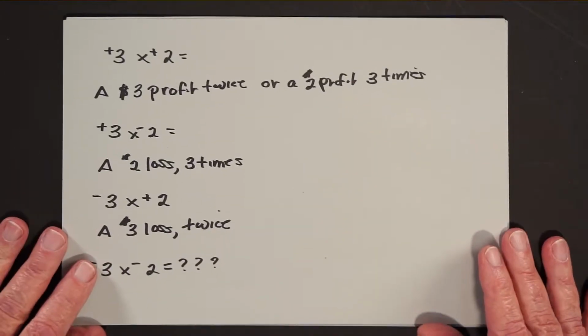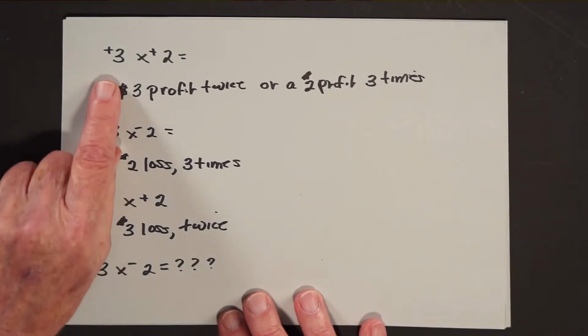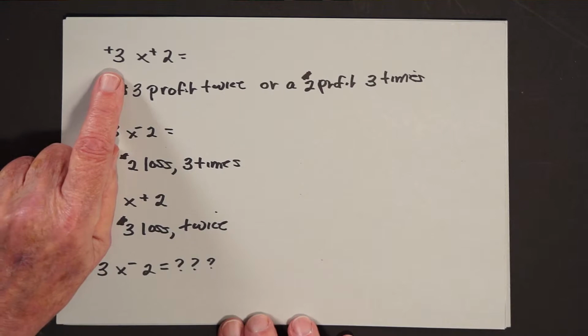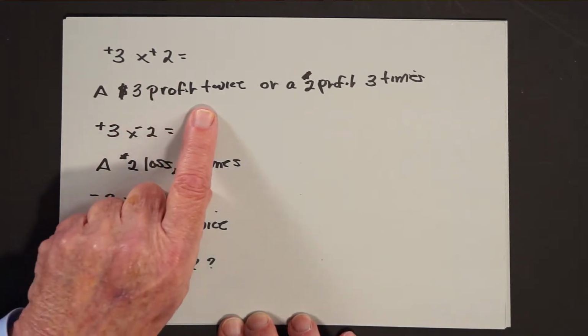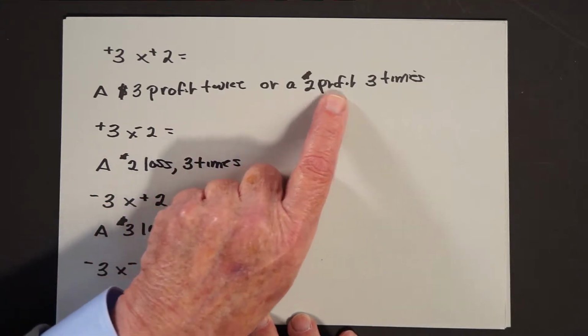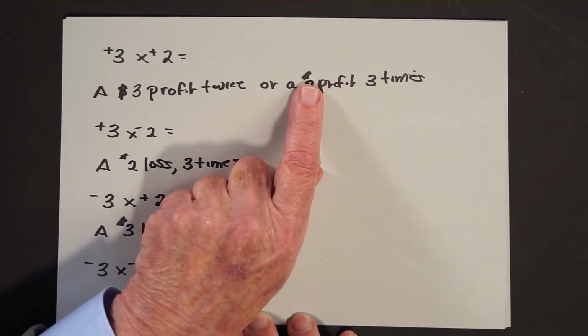And again, as I mentioned earlier in one of the lectures, my first exposure to working with signed numbers was in terms of profit and loss. And profit and loss is a very nice model for multiplication up to a certain point. Let me show you what I mean by that. Remember, we said that in terms of the profit and loss model, positive 3 times positive 2 means a $3 profit twice, or a $2 profit 3 times, okay?